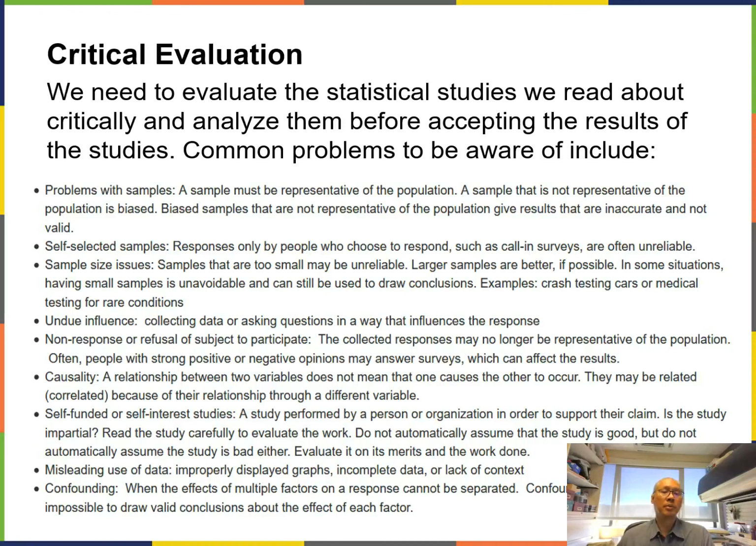If you're a Republican wanting to do a study on gun control and you sample only Republicans, then I don't know if that's generally encompassing your whole population. Sample size issues: if your sample is too small, it's not going to be truly representative of the whole population. Here they also talk about undue influences, like collecting data or asking questions in a way that might influence the response.